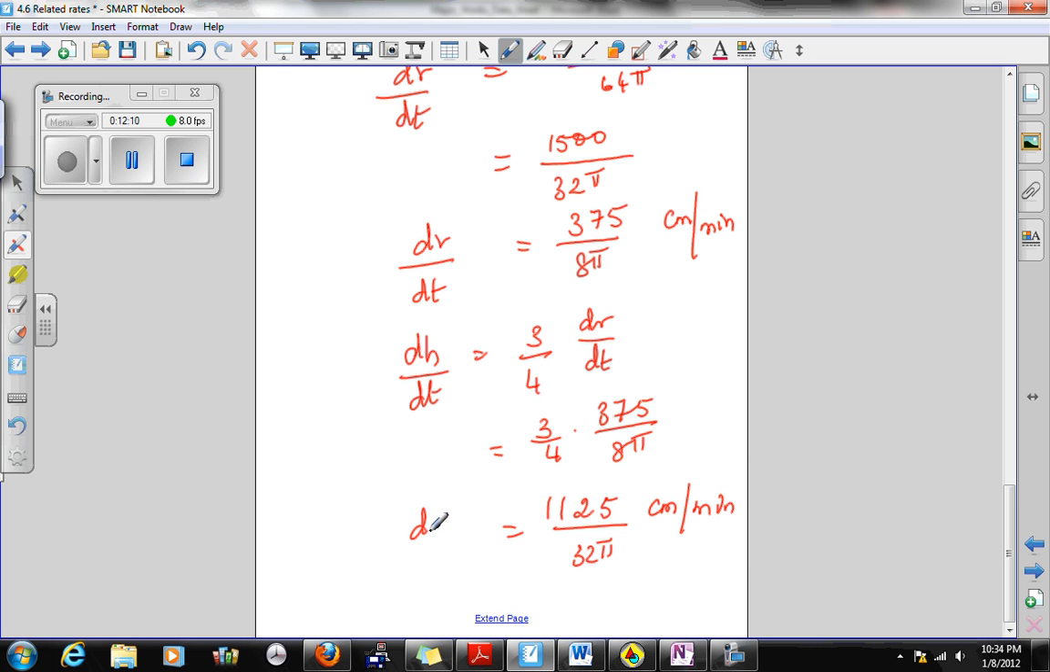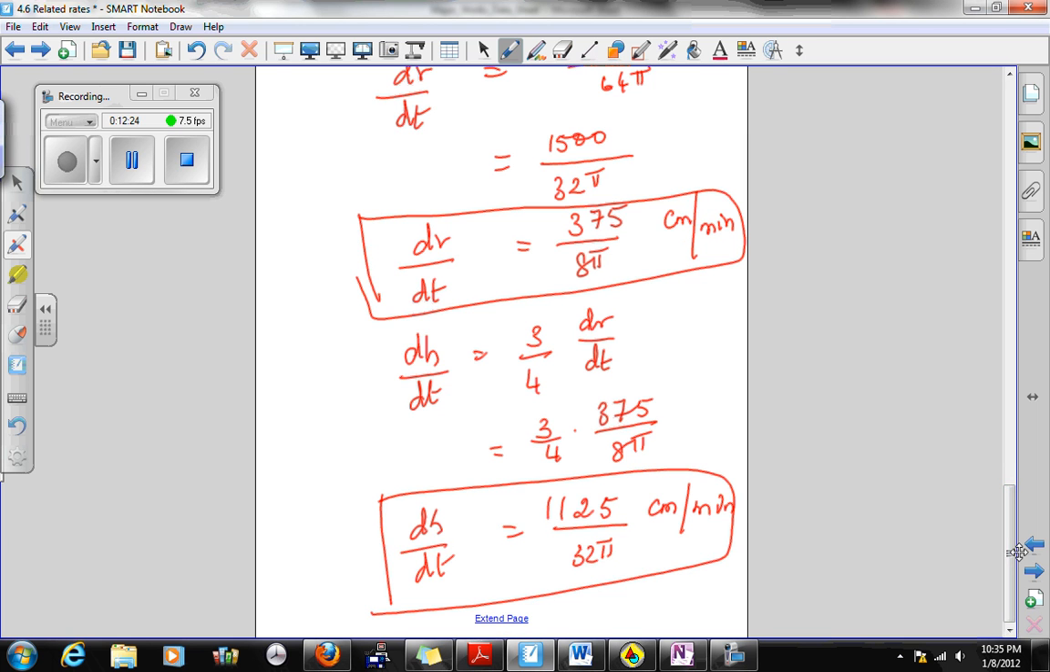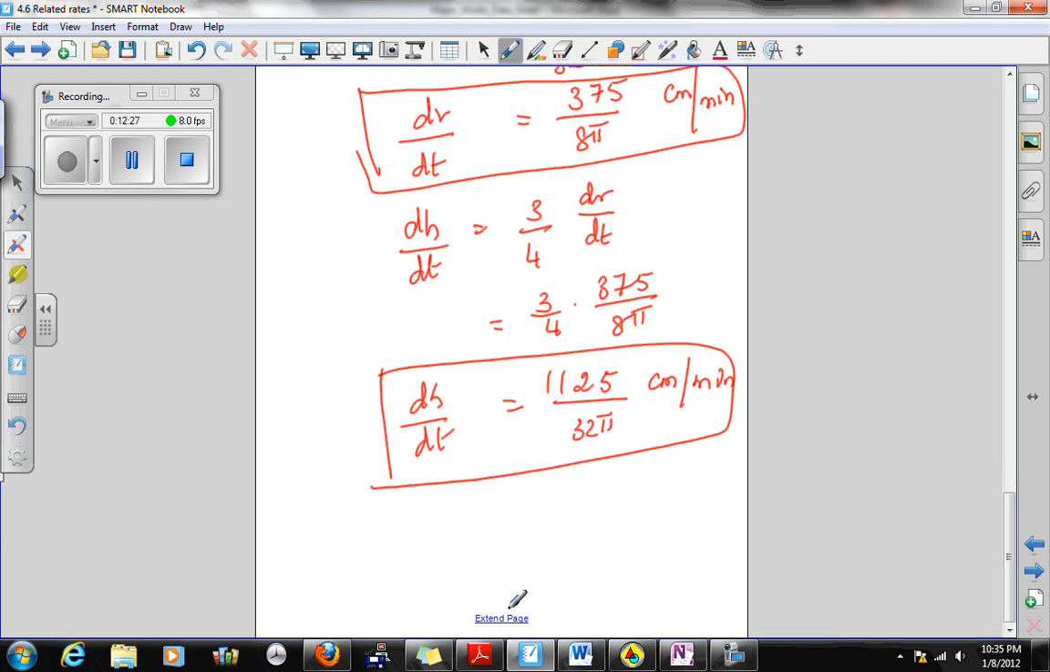And we found out both how fast the height of the pile was changing, and also how fast the radius of the pile was changing. This is what we were supposed to find, and we found it. And at the end, please make sure that you interpret the answer by writing a sentence. Okay, hope you understand it.